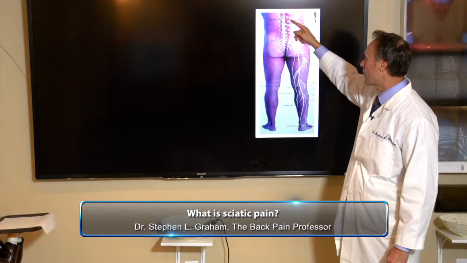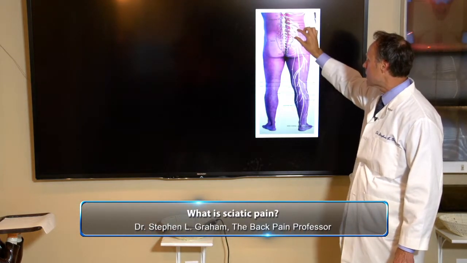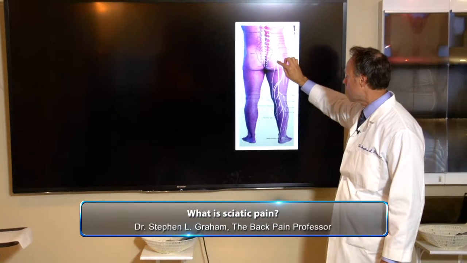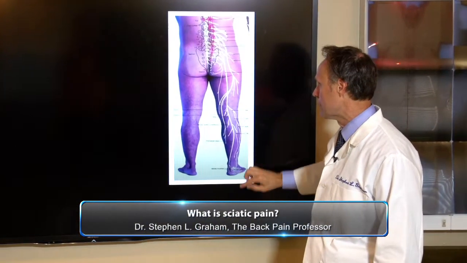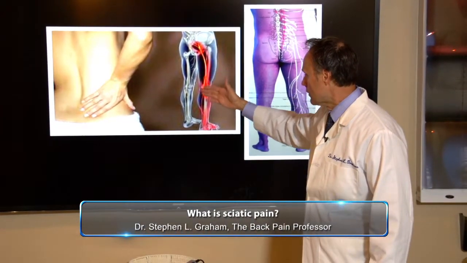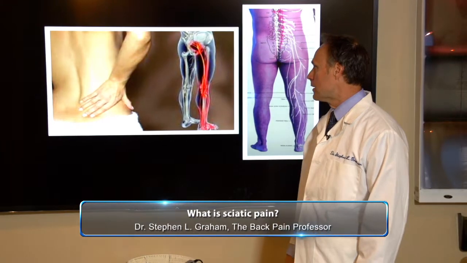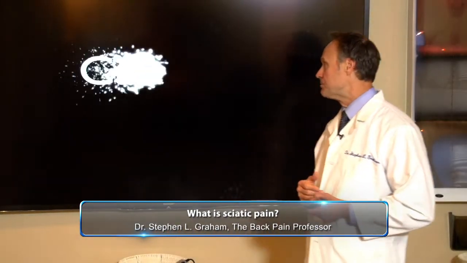These guys right there. These come out of the lower back, and you can see they form together into a trunk that runs all the way down the leg and all the way down to the foot. And you can see on here that pain pattern. That's what sciatic pain is. Now there's a number of causes for that, so let's talk about some of the causes.